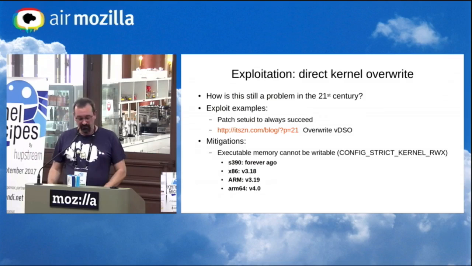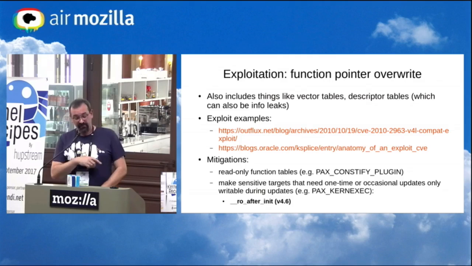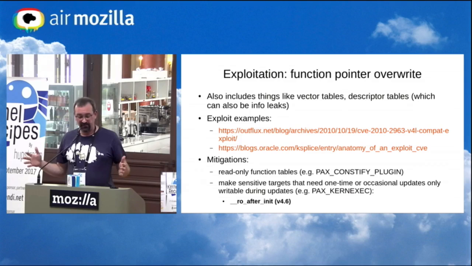I'm running out of time, so I'm going to keep going really quick. Much like kernel text overwrite, function pointer overwrite is a problem. So trying to reduce the attack surface there has been important. PaX did a lot of this with KERNEXEC and their constify plugin. There are some issues with porting the larger pieces of that into upstream. I think that's probably the next major thing to really pay attention to.